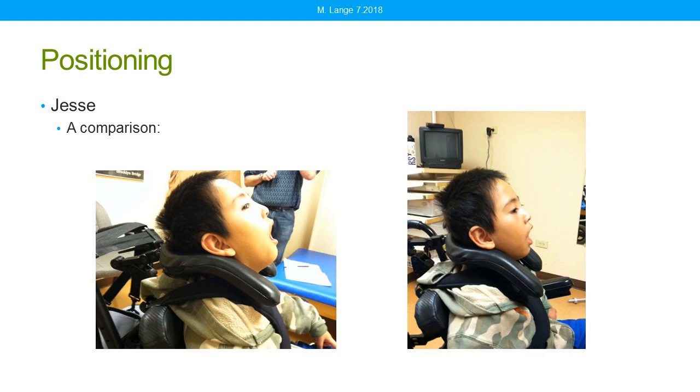So look again, difference here between these two positions. So here is Jesse looking up at the ceiling, and here's Jesse better aligned. Now, not only is this alignment helping him with his eye gaze, but you can imagine it's also helping him with his breathing and his swallowing as well, and just visually attending to his environment, not just his eye gaze system.